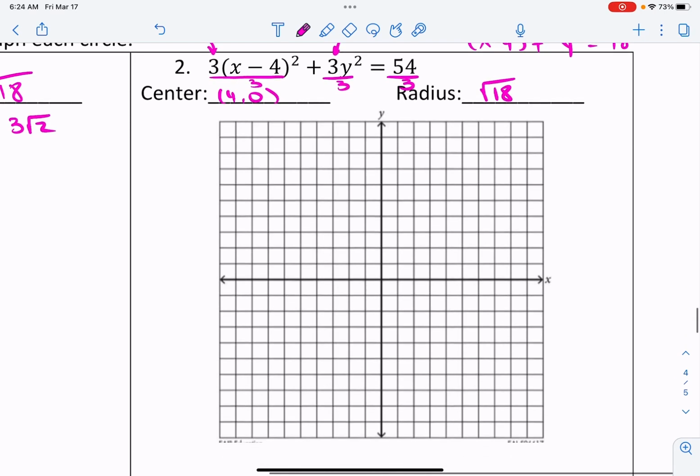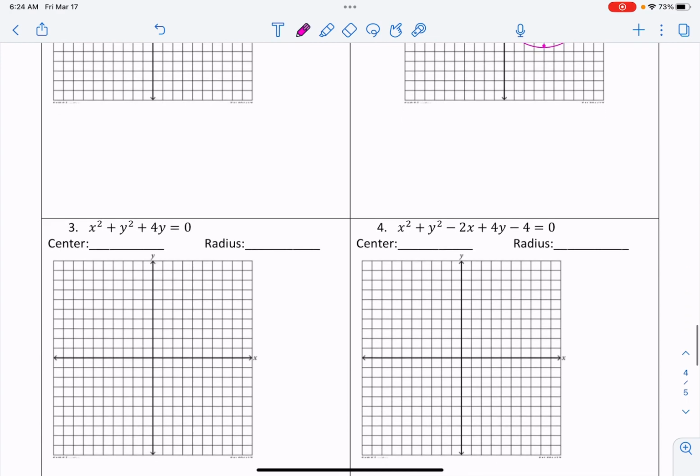So this time we're going to go to 4, 0, 1, 2, 3, 4. And then again, it's about 4.2, so 1, 2, 3, 4, and a little bit, and vertically as well. And again, we go ahead and draw our circle. And there it is. So I do want you to complete the other ones.